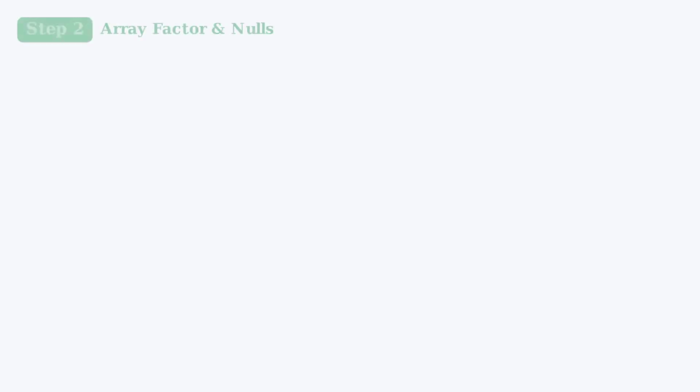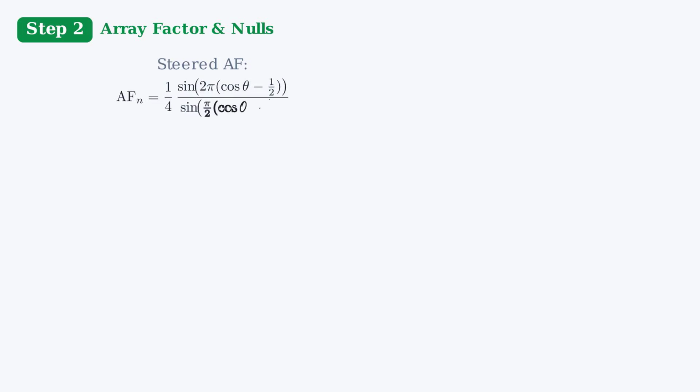Step 2. Write the steered array factor and find the nulls. The formula is identical to problem 2. We just replace psi with the new expression. Quick check. At theta equals 60 degrees, cosine theta minus 1/2 equals 0. So psi goes to 0, and AF normalized goes to 1. Good, the beam is at 60 degrees.